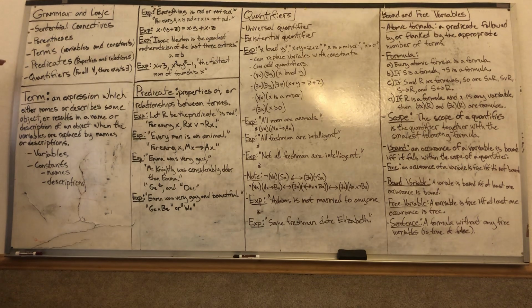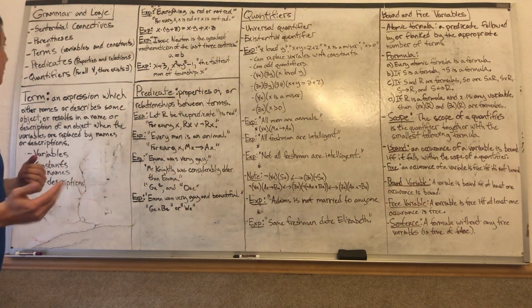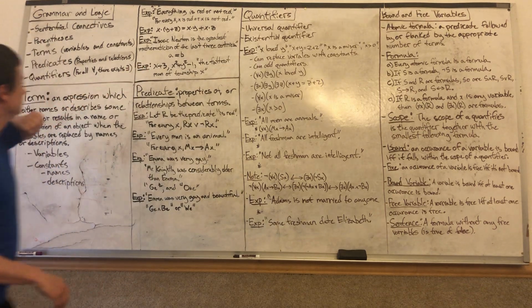Okay? So first new idea. You already understand sentential connectives, you already understand parentheses, hopefully. So the first new idea is going to be terms. So let's get into terms, and we'll take the definition head on, and then we'll look at examples, and then come back to the definition and make sure it makes sense. So a definition of a term: an expression which either names or describes some object, or results in the name or description of some object when the variables are replaced by names or descriptions. Sounds kind of weird. So let's look at an example real quick and then we'll come back to it.